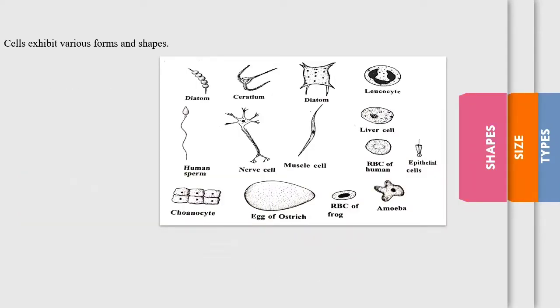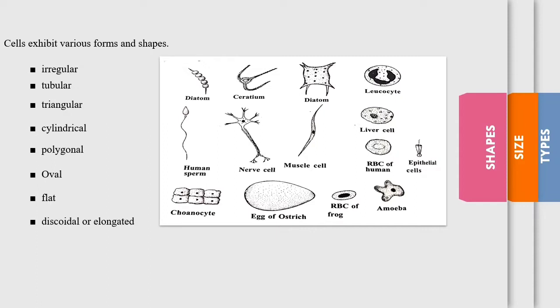Shape. Cells exhibit various forms of shapes. A cell is typically spherical in shape. Certain cells are irregular, tubular, triangular, cuboidal, cylindrical, polygonal, rounded, oval, flat, discoidal, or elongated. The shape of the cell is correlated with its function. For example, red blood cells are small and discoid to circulate through the blood.